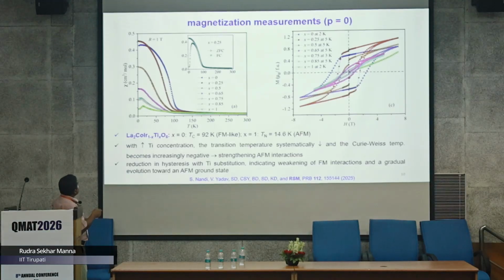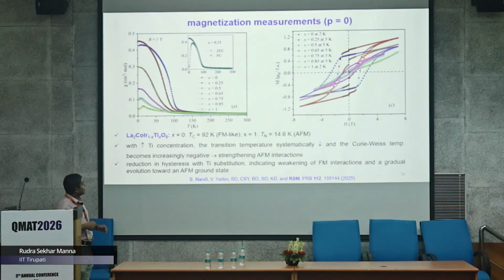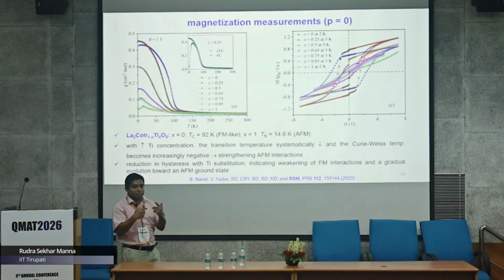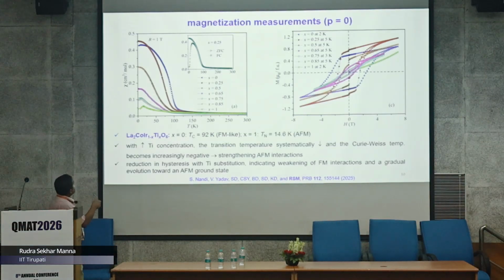But if you take x equal to 1, the other end, which is a typical antiferromagnet, you see the magnetic moment below the transition temperature, around 15 Kelvin, start to go towards 0. That means the magnetic moments somehow try to cancel each other. But that is also not a perfect, ideal antiferromagnet. Otherwise, as T tends to 0, the magnetic moment should go to 0. But what happens in between, at intermediate concentrations?